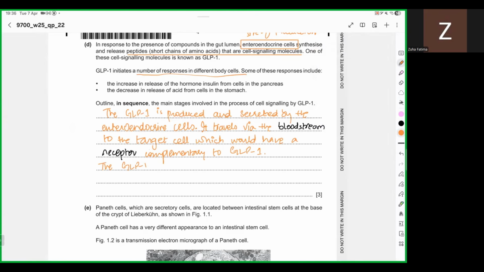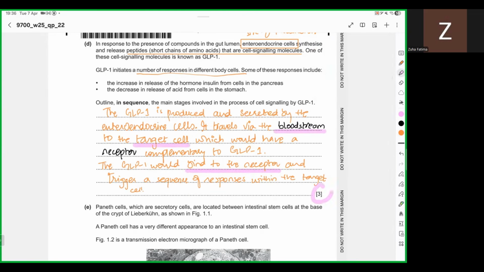The GLP-1 would bind to the receptor and trigger a sequence of responses within the target cell. So we have to talk about the movement of the cell signaling molecule via the bloodstream, its movement towards the target cell, and its binding with the complementary receptor to gain our 3 marks.